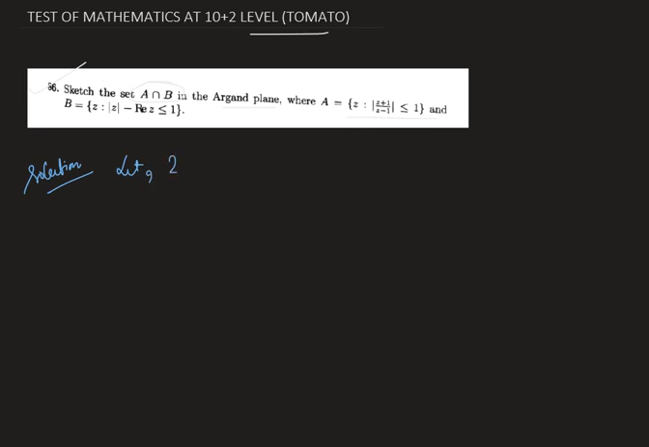Let z is equal to x plus iy. Then modulus of (z plus 1) divided by (z minus 1) is less than or equal to 1. So this implies that modulus of z plus 1 is less than or equal to modulus of z minus 1.